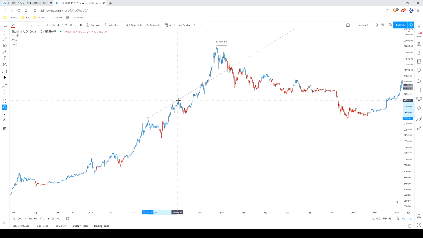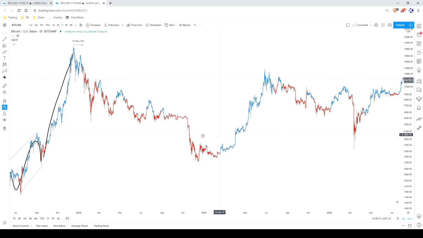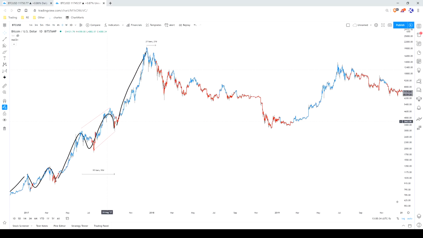This right here was a corrective move. Again, we have correction after an impulse, impulse, correction, impulse. This is a massive correction. Took 95 days. We currently don't have anything like that on the Bitcoin chart. I'm not suggesting this move just yet. I'm suggesting we're in a subwave of this in here or in here.